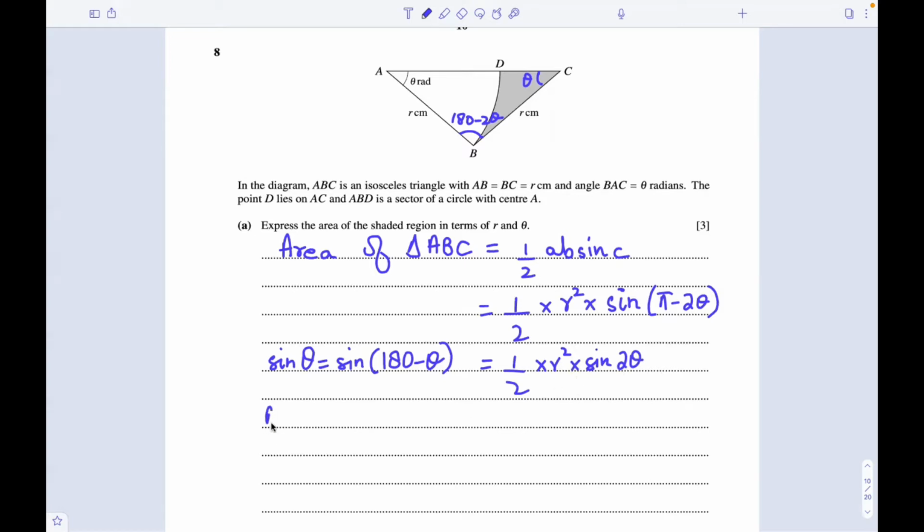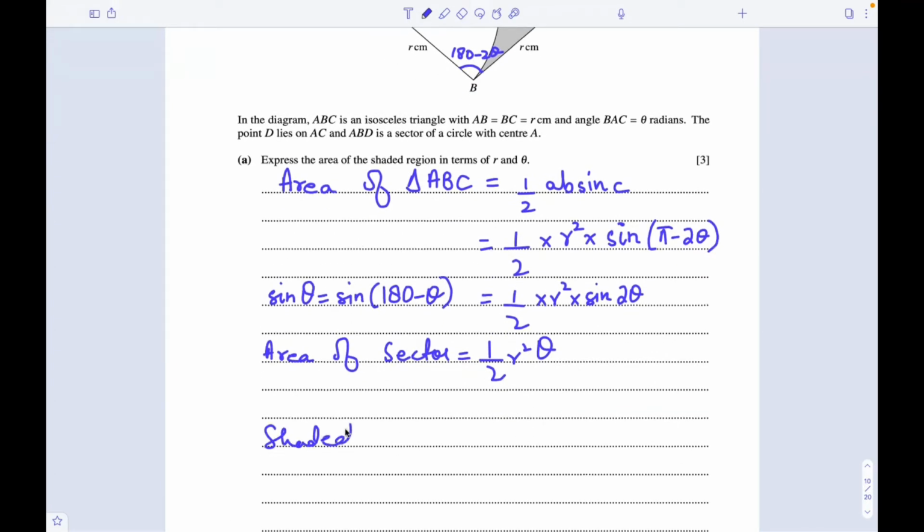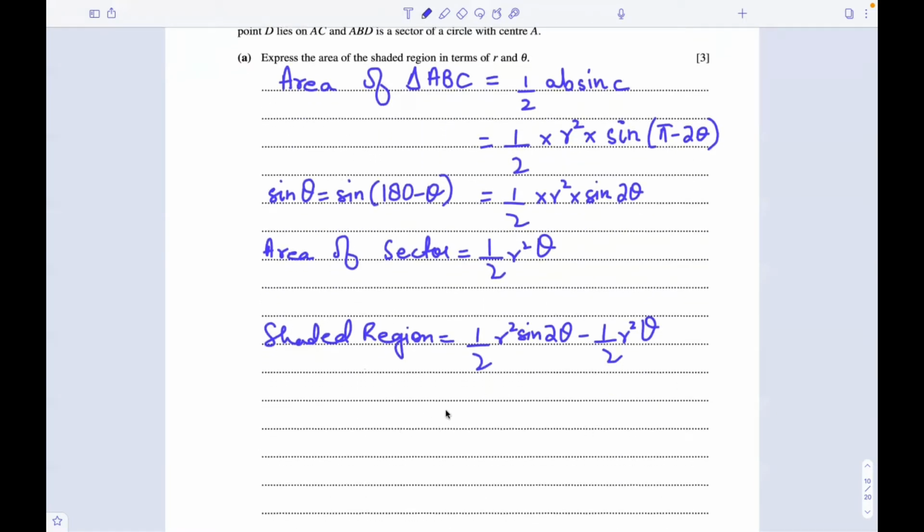Now to find the area of the sector, we have the formula half R square theta. So it will remain as it is, as the radius is R and the angle is theta. So the area of the shaded region would become the area of the triangle minus the area of the sector. So this would become half R square sine 2 theta minus half R square theta. Now we can simplify this and write it as half R square is common, so we can write it as half R square into sine 2 theta minus theta. So this is an expression for the area of the shaded region.